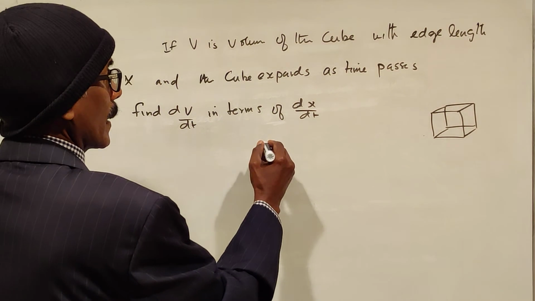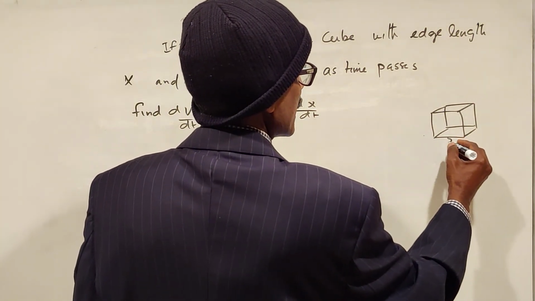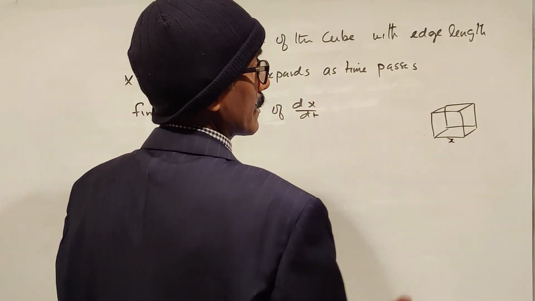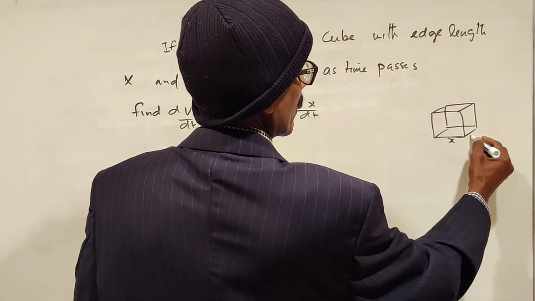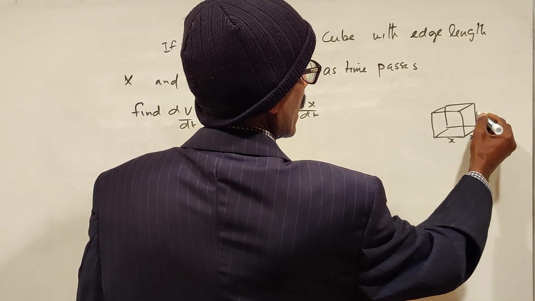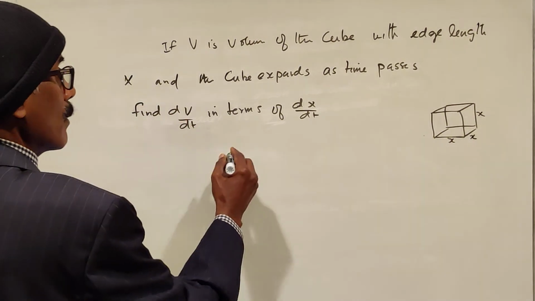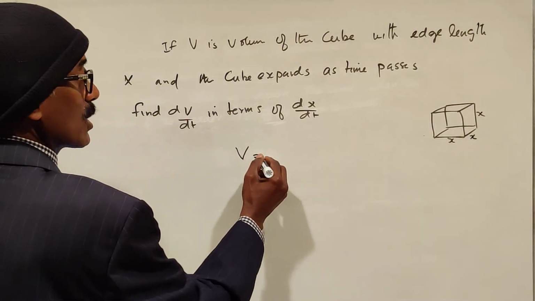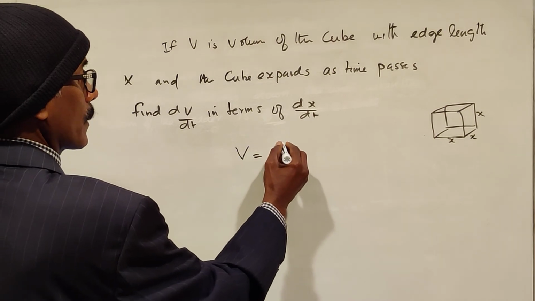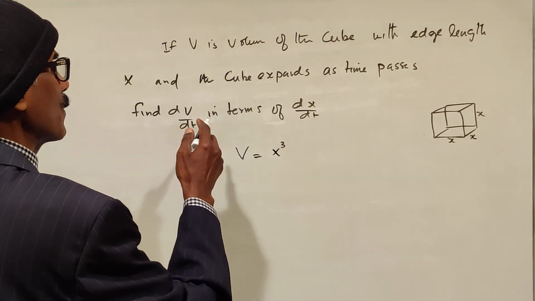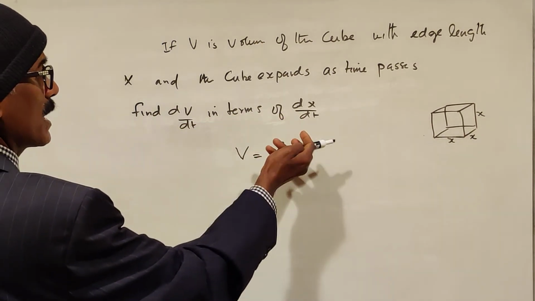This is easy. See, the edge length is x. Length is x, width is also x, height is also x. That is the meaning of cube. Okay. So what is the volume? Volume of the cube is length into breadth into height. So that is x into x into x, x cube. So what are we going to find out here? Find dV by dt in terms of dx by dt.